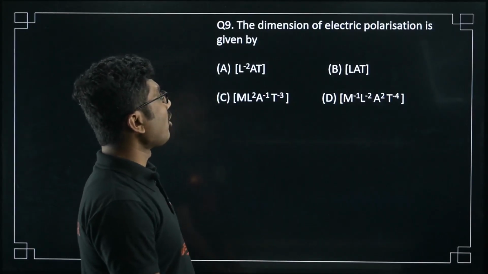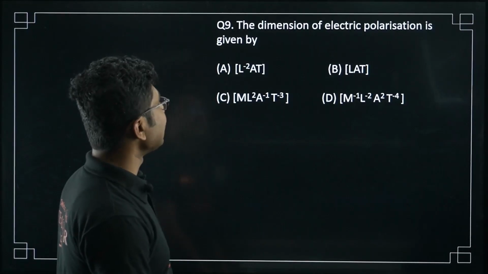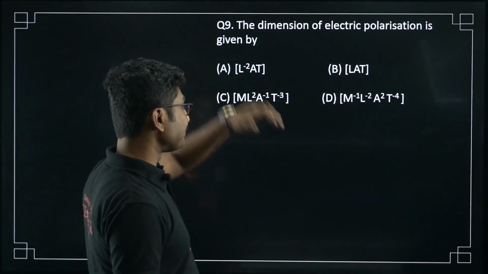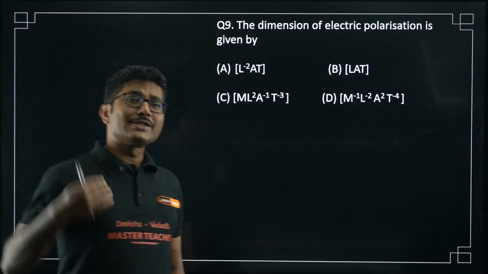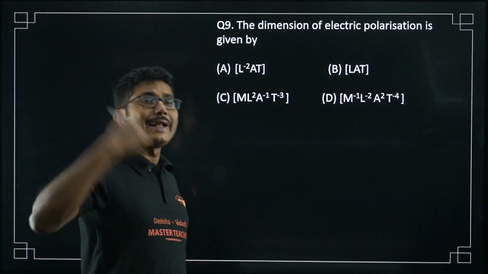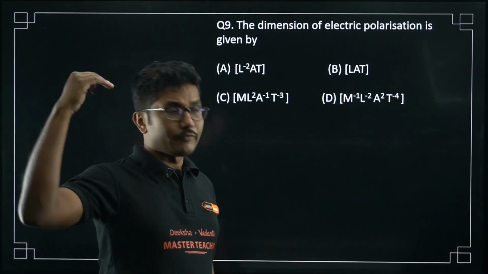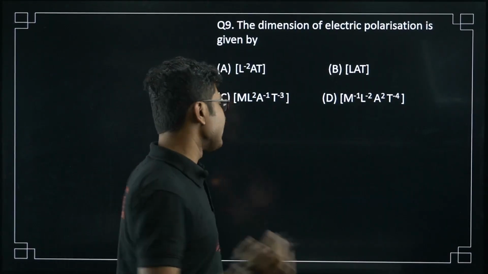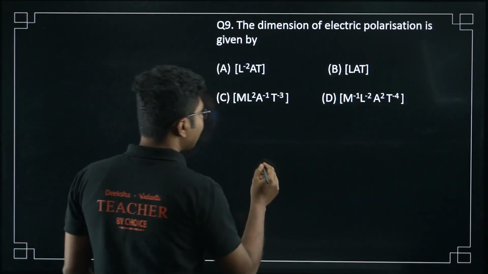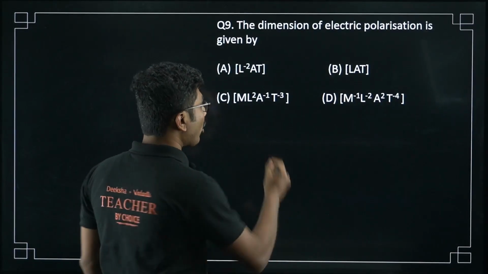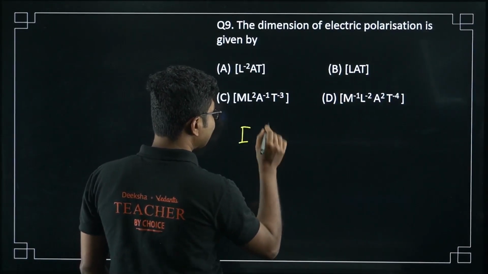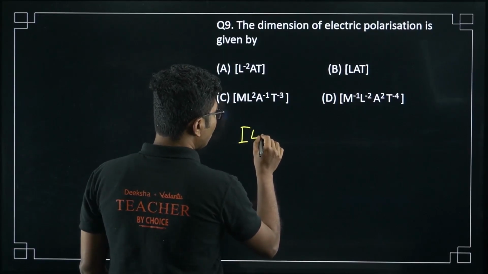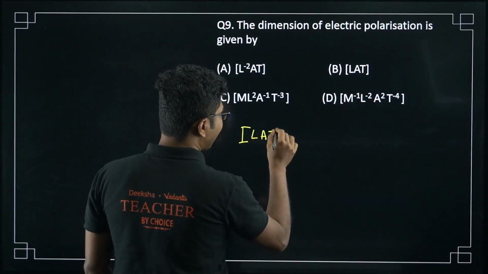The dimension of electric polarization is given by. So what is electric polarization? Electric polarization is the net dipole moment per unit volume. That is the definition of electric polarization. So what is the dimension of dipole moment? We have just learned that in our previous part. It is L into A into T, or LTA.